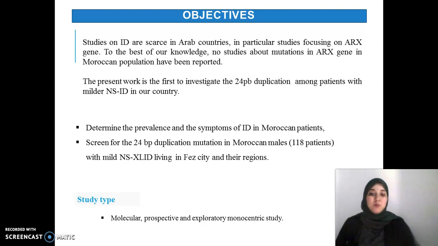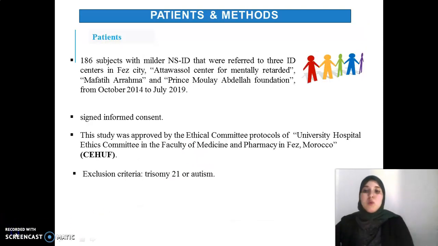Our study is molecular, prospective, and exploratory monocentric. We have selected 186 subjects with mild non-syndromic ID that were referred to 3 ID centers in Fès: Tawassul Center for Mentally Retarded, Mafatih al-Rahma, and Prince Moulay Abdullah Foundation, from October 2014 to July 2019.